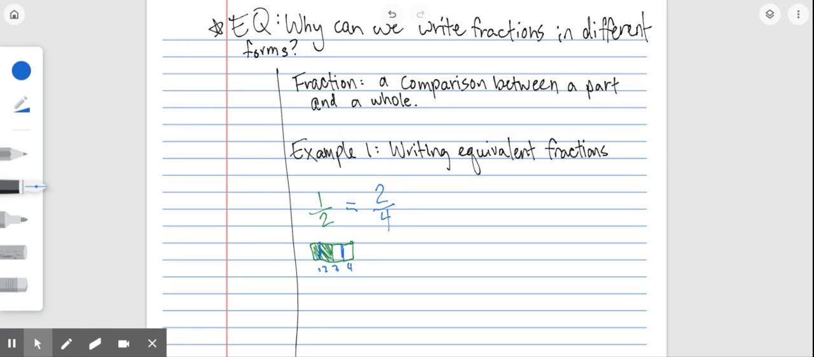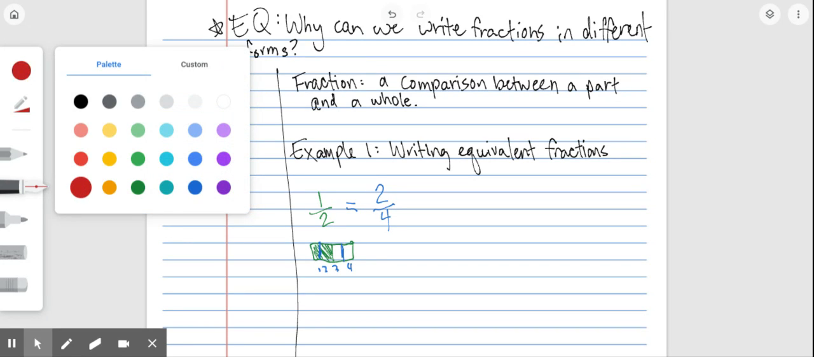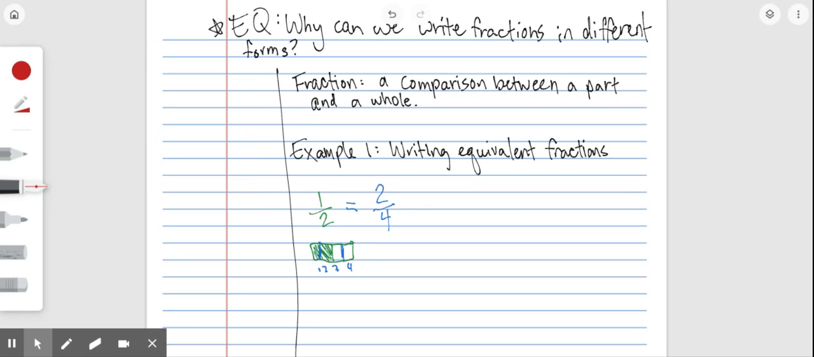Now, if I took that 1/2 and I broke it again, let's say I broke it horizontally this time. Now I have 4 on the bottom and 1, 2, 3, 4 on the top. So it's also equivalent to something in eighths. So now I've got 8 pieces, and there are 1, 2, 3, 4 shaded in. So 4/8. Do you see how I'm getting equivalent fractions just by breaking the original fraction piece into more pieces?